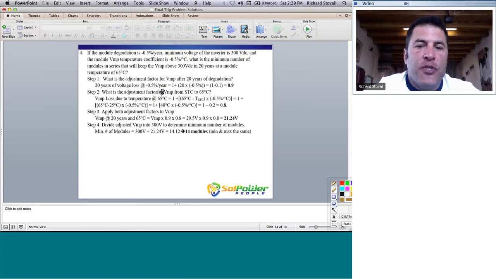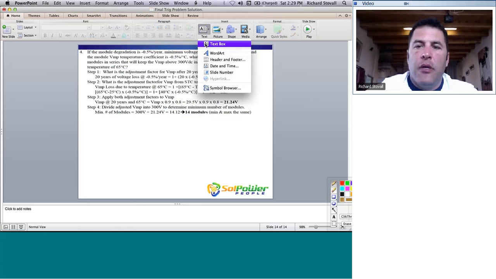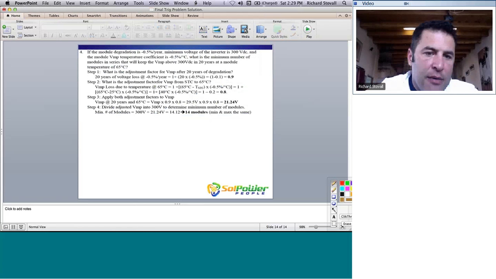Let's see. 20 years voltage loss. We need to stay above 300 volts DC. So basically we'll look at this on a module level basis. I see a lot of numbers in here, but maybe I'll try to break it out the way I would do it and see if that makes it different for you. Maybe exactly the same, I don't know.